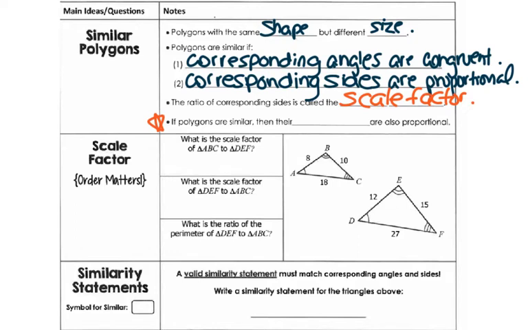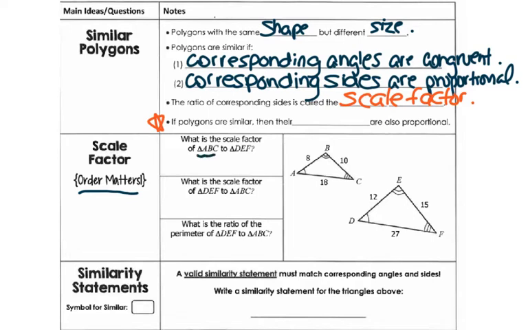Now we're going to look at a couple of examples here. We have triangle ABC, which contains side measures of 8, 10, and 18. We're going to compare this to another triangle labeled DEF with side measures 12, 15, and 27. Now the order matters. If you're going to be looking for the scale factor of triangle ABC to DEF, we want to make sure that the sides are corresponding.